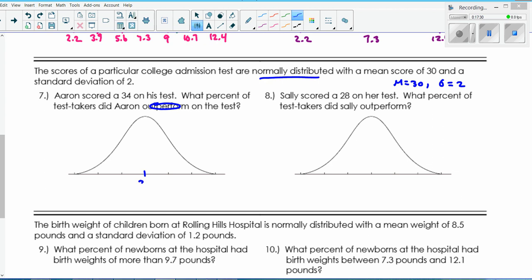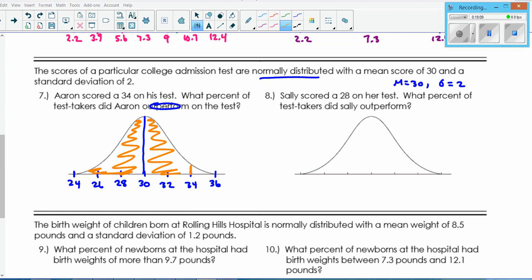Alright, so we know that the mean is 30. Standard deviation is 2, so this is 32. This is 34, which makes this 36. Okay, and then this would be 28, 26, and 24. Okay, so here's the middle. Alright, Aaron scored a 34. So if Aaron scored a 34, that means he's right here. It says what percent of test takers did he outperform? He outperformed everybody here, as well as everybody to the left side of the mean.